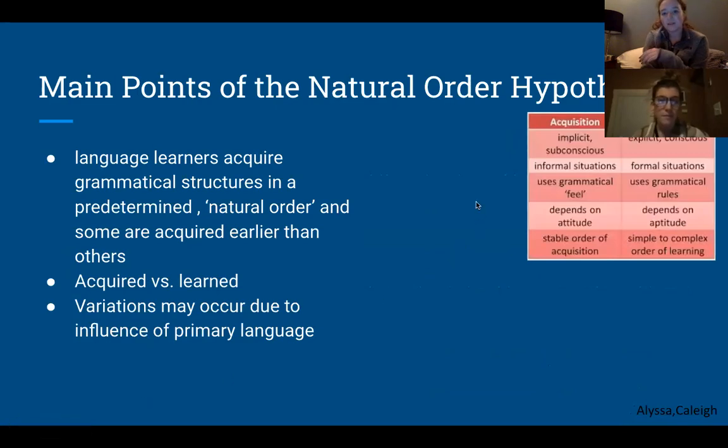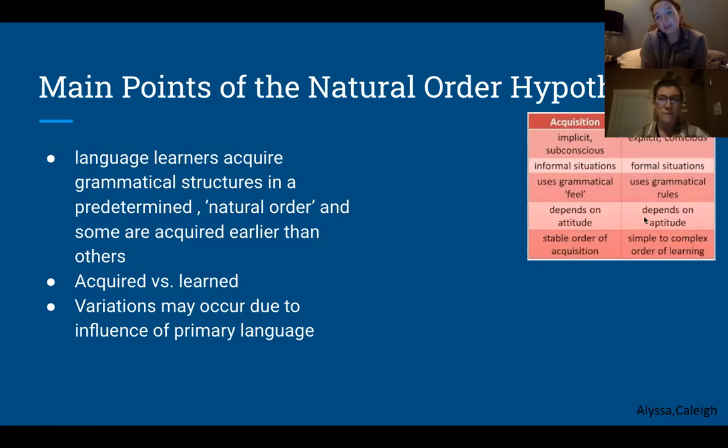So some main points of the natural order hypothesis is that it's very centered on acquired knowledge versus learned knowledge. So language learners will be acquiring grammatical structures in more of a predetermined and, quote, natural order, which allows some English language learners to acquire the language before others, depending on their situations. This can also cause individual variations depending on their own primary language when they're learning the second language.